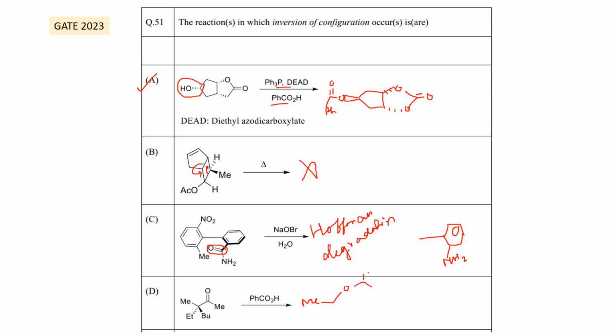So there is no such concept of inversion of configuration, because whenever this Baeyer-Villiger oxidation takes place, it is not reacting with this chiral center. This is just reacting with this ketone center. Because of that, the stereochemistry will be unaltered. So the correct option is option A. Okay.